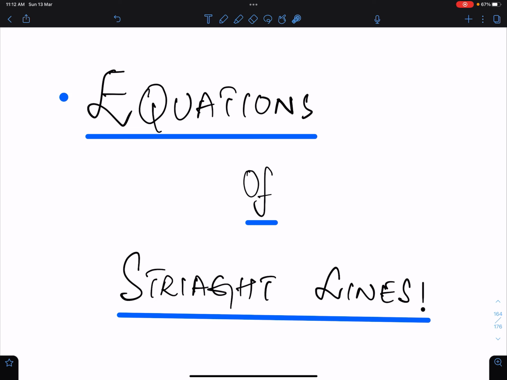Ameen. Alhamdulillahi rabbil alameen. The topic of this lecture is equations of straight lines and complex numbers.